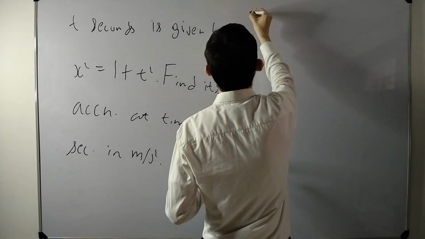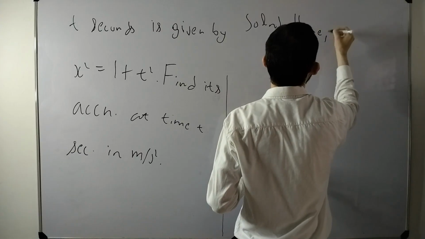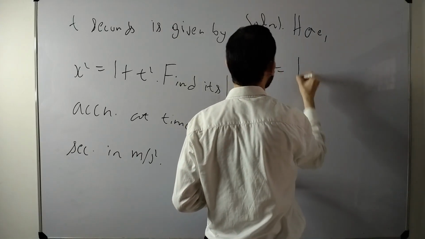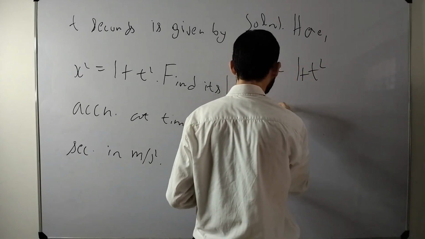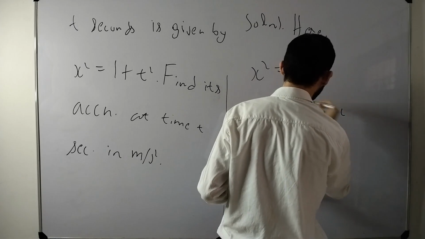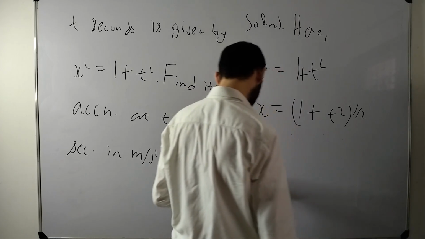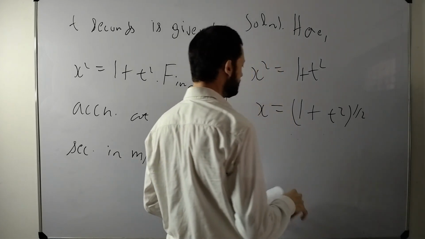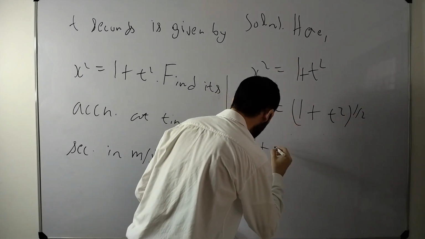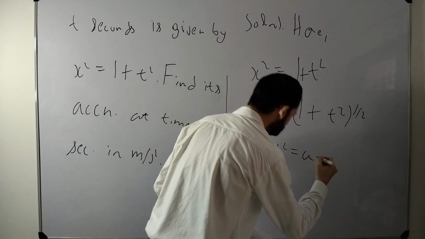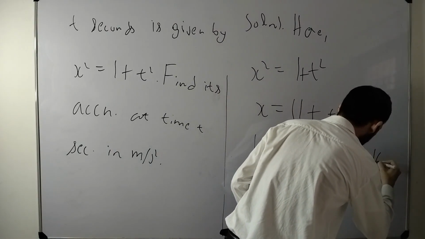Solution. Here, x squared is what being given, students? 1 plus t squared, right? So x becomes (1 plus t squared) to the power 1 by 2. So the next part is what? Now differentiate it. Let me take 1 plus t squared as u, and u to the power 1 by 2 would be what?